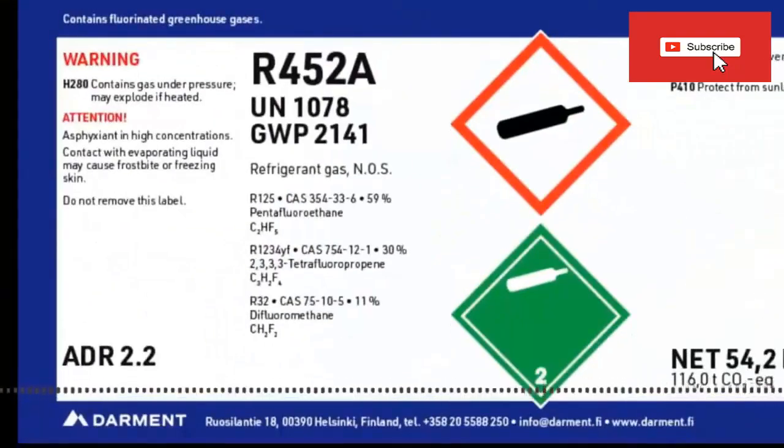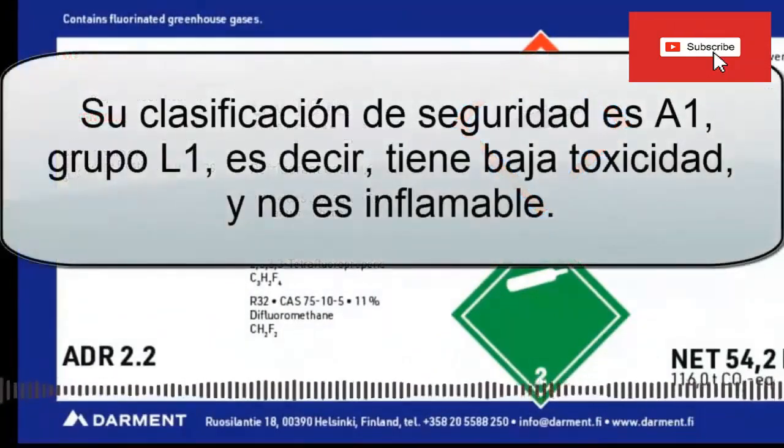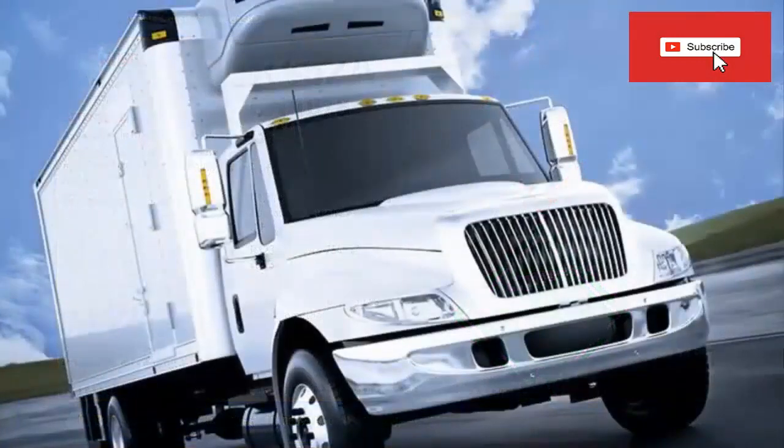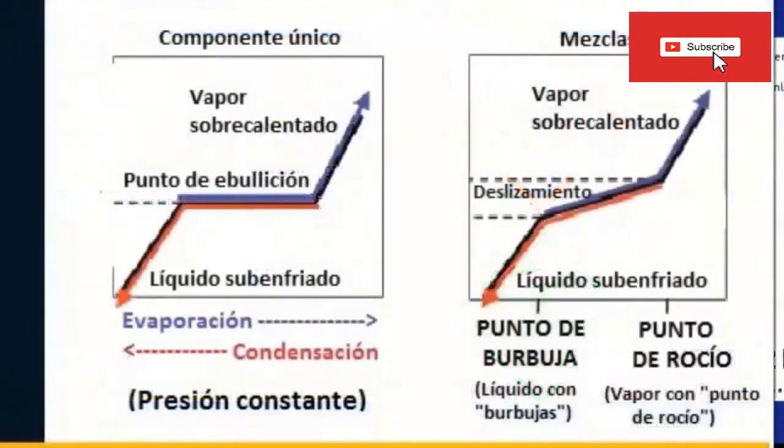6. Its safety classification is A1, group one, that is, it has low toxicity and is not flammable. 7. R452A refrigerant is also an alternative to R404A in medium and low temperature transport equipment. 8. The R452A refrigerant, being a zeotropic mixture, has a temperature glide, in this case of approximately 3 degrees Celsius. 9. Because it has glide, the R452A refrigerant must be charged in the liquid phase.